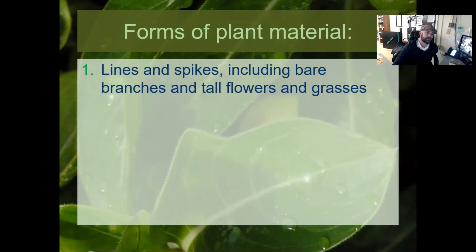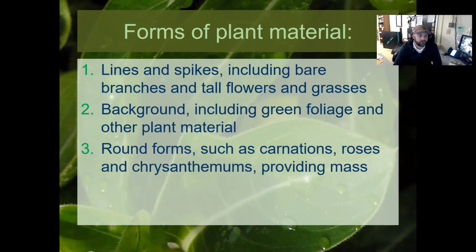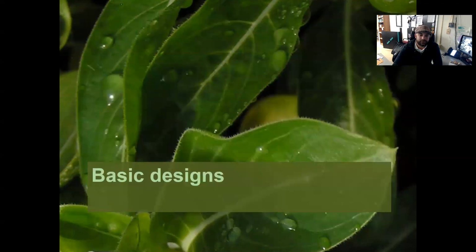So forms of plant material: lines and spikes, including bare branches and tall flowers and grasses, add height. Background, including green foliage and other plant material. Round forms such as carnations, roses, and chrysanthemums provide mass. Filler material to soften, such as baby's breath.